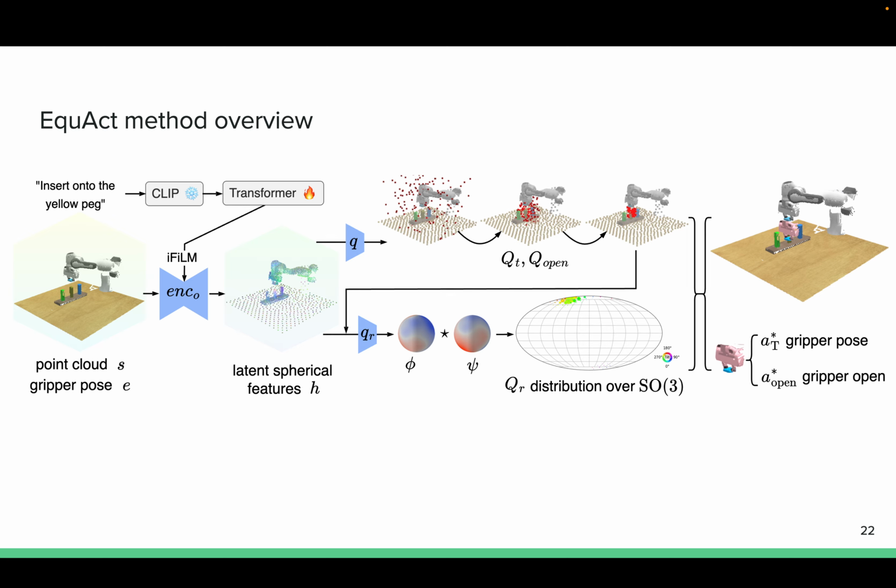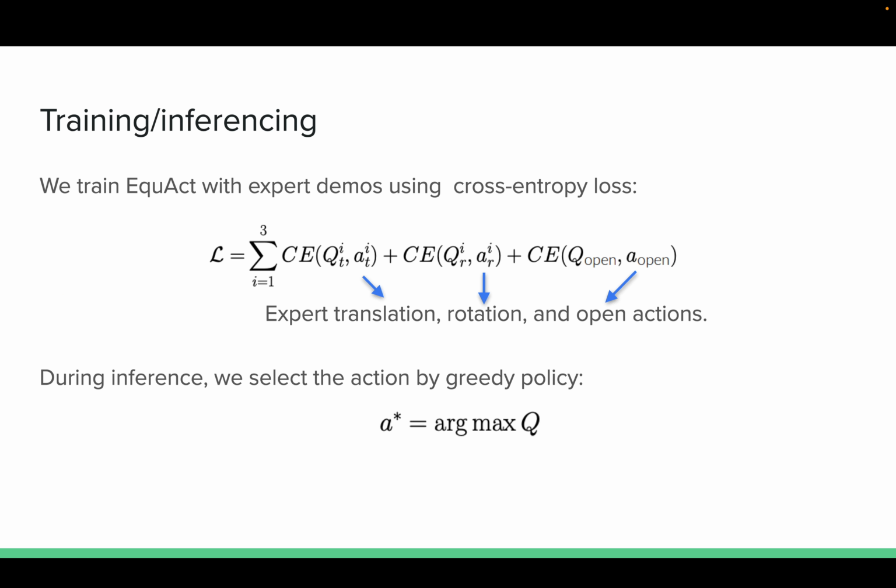So this is the overview. Now, during training, EquAct tries to maximize the expert action likelihood using cross entropy loss. Essentially, it predicts the expert's translation, rotation, and open actions. During inference, we simply select the action with the maximum expert probability.